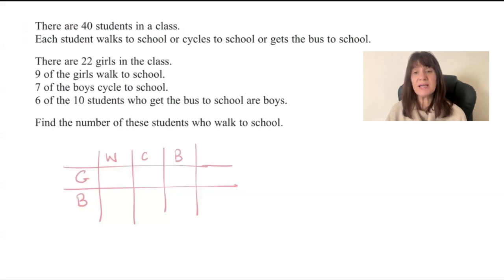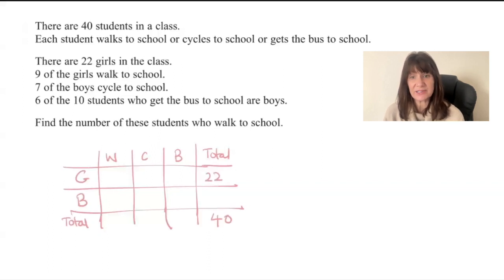Now you want your two-way table to have totals, so you add those on as well. Just make sure all your lines are long enough and it's an easy to use grid. And then you start putting in the information. There are 40 students, 22 of which are girls. You can, at this stage, work out the boys, or you can just keep going with all the information, which is what I'm going to do.